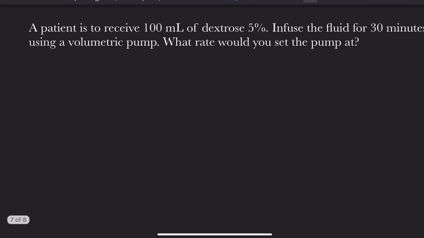Here we have a patient who is to receive 100 mils of dextrose 5%, and you're required to infuse this dextrose for 30 minutes using a volumetric pump. And the question is asking, what rate would you set the pump at? So we could do a few things here.